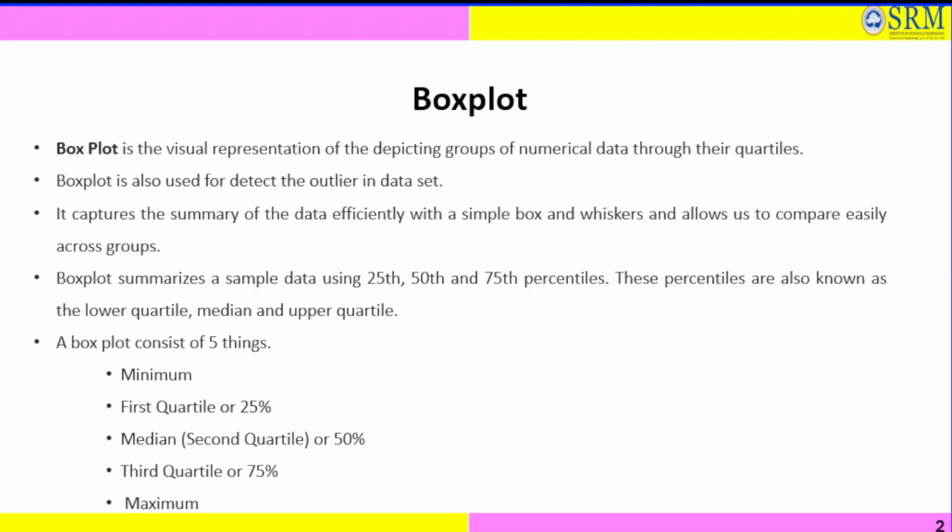Minimum is the smallest value in the data set. First quartile is the value that separates the lower 25% of the data. The median is the middle value of the data set, also called the second quartile, or 50% of the data. Third quartile is the value that separates the lower 75% of the data. The maximum is the largest value in the data set. So in summary, box plots are valuable tools for understanding the distribution, central tendency, and potential outliers of numerical data. This provides a clear and concise visual representation that facilitates easy comparison and analysis.